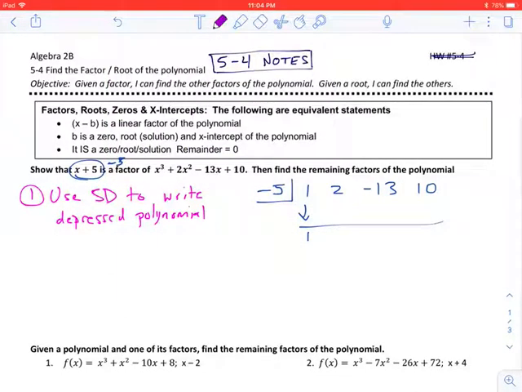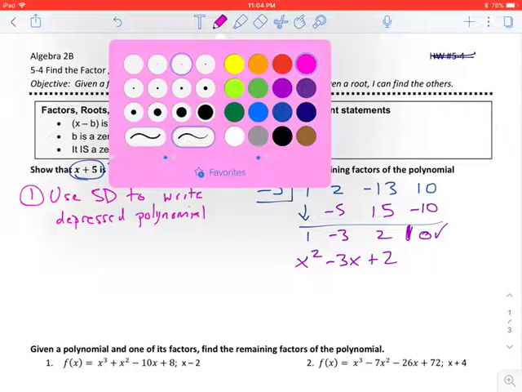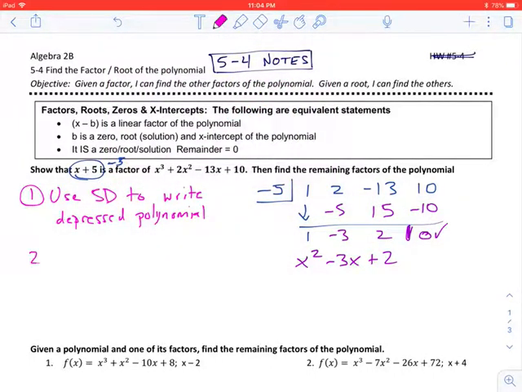So 1 times -5 is -5. 2 plus -5, that's -3. Negative times negative is +15, that's +2. 2 times -5 is -10. And we get our remainder of 0, which means it checks out. And we rewrite this as a polynomial. So x squared minus 3x plus 2. And so that's what we did yesterday and the day before.